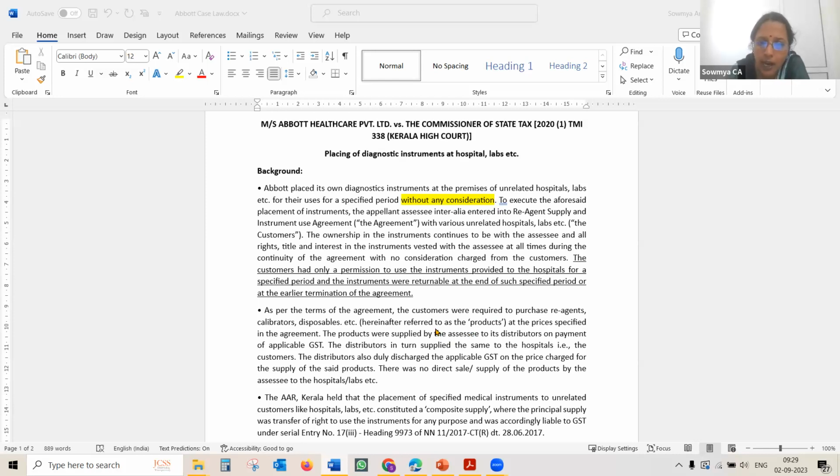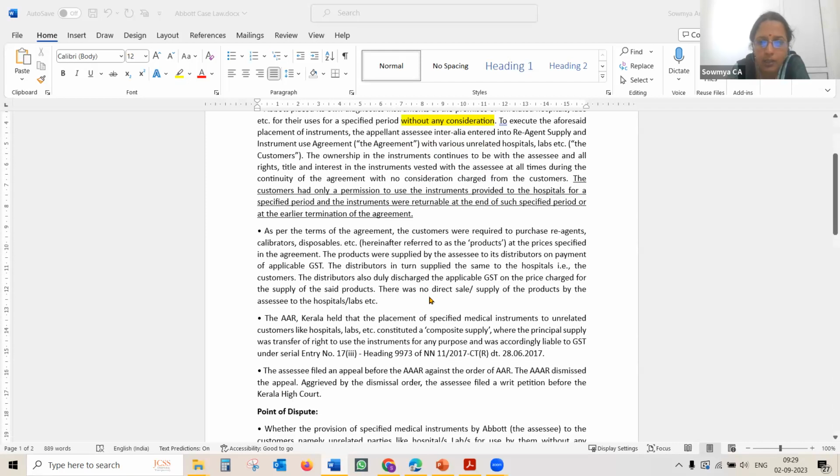The customers only had a permission to use the instrument provided to the hospital for the specified period, and the instruments were returnable at the end of the specified period or at the earlier termination of the agreement. So if the agreement terminates, then you are supposed to return. So what is the consideration that the ABOT is getting out of doing this? That is the catch of this case.